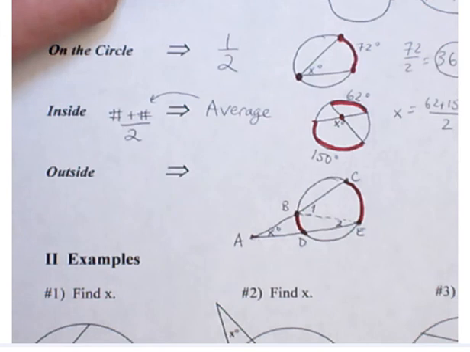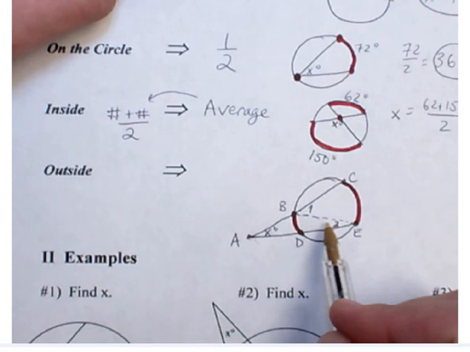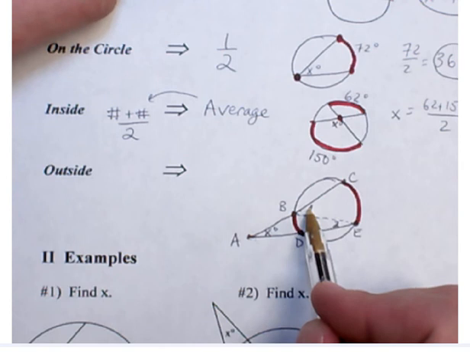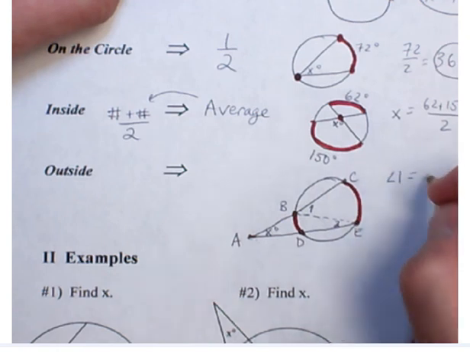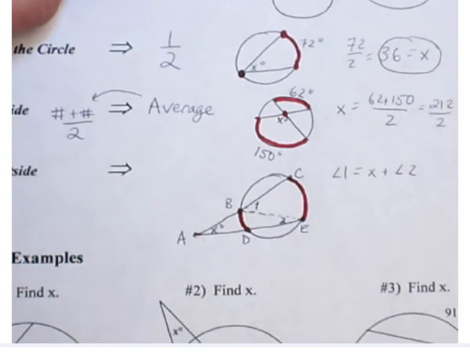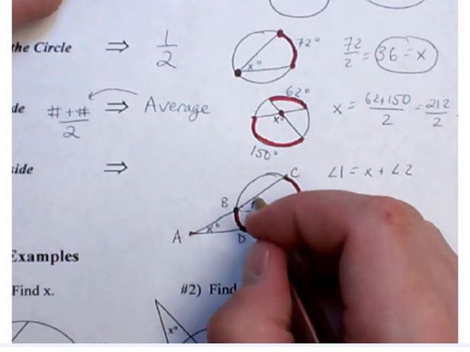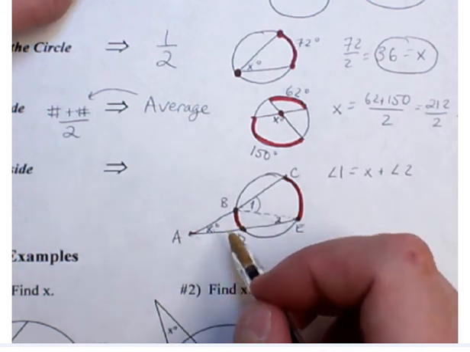Now, by labeling these the way we have, in the triangle, x degrees and angle 2 are interior angles of the triangle. Angle 1 is exterior. And one thing that we know is that the exterior angle always equals the sum of the other two. Angle 1 is equal to x plus angle 2. The exterior angle is equal to the sum of the two remote interior angles.